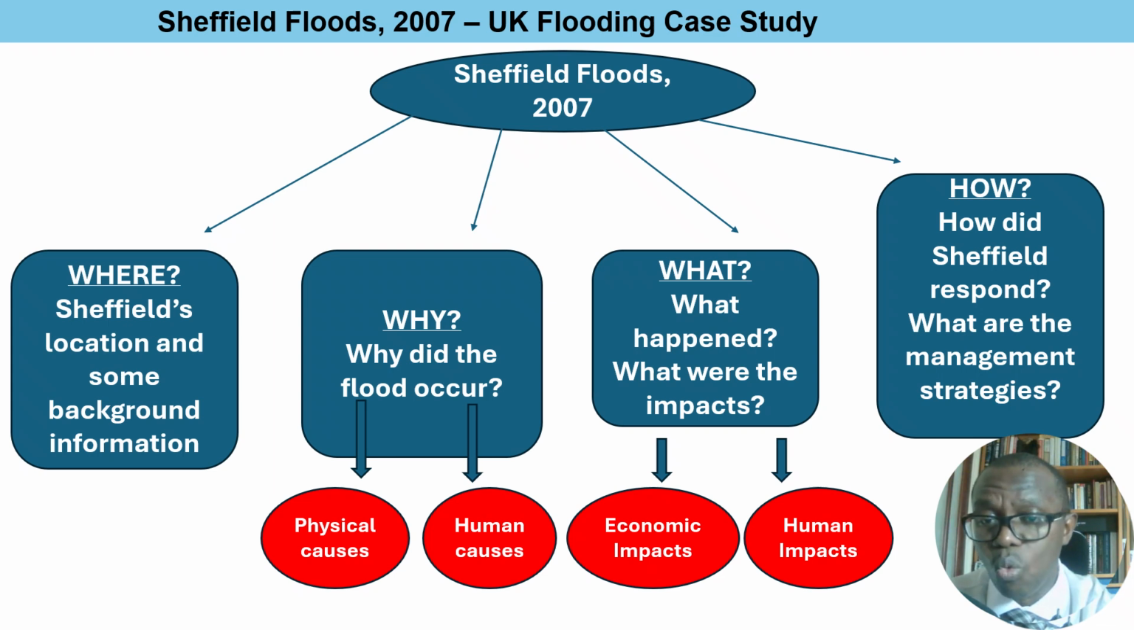Then the what happened, what were the impacts, so the economic impacts as well as the human impacts of the flood event. And then lastly, we'll look at the how, and that is how did Sheffield respond? What management strategies were in place? So before the flood, what management strategies were there? And then what strategies were used during the flood? And finally, what kind of strategies were used to prevent future floods from taking place or from causing a lot of damage? Okay, so let's move on then to the first one, which is the where.